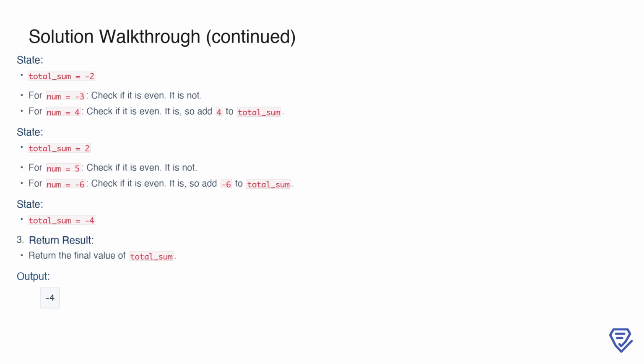After processing all the elements, the function returns the value of total_sum, which is -4. This output represents the sum of all even numbers in the input list, including both positive and negative values.